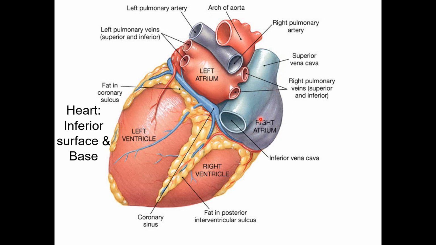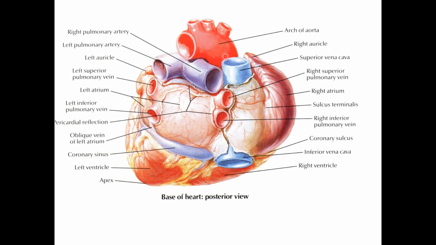And we can see that in the right atrium we have two large veins coming in, the superior vena cava and inferior vena cava. In the left atrium we have four veins which are the pulmonary veins. And these coming from the front are the arteries. We have the aorta and the pulmonary trunk dividing into right and left side.